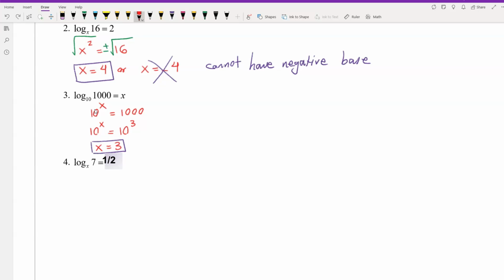Number 4, base is x. Here power 1 over 2. And that is equal to 7. So the square root of x is equal to 7. Here we have square root, so use power 2 to eliminate radicals. So we have x equal to 7 squared, and that is 49. So the answer is 49.